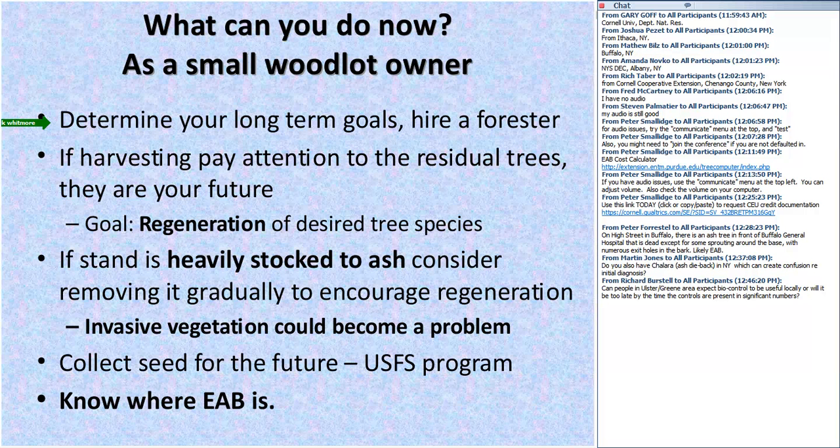And if you are harvesting, pay attention to the residual trees. It's like I've always said, for me, forestry is not particularly what you take out of the woods, it's what you leave in the woods. Because what is the goal? To regenerate your desired tree species for the future of the stand. And also, if your stand is heavily stocked to ash, we get a lot of stands around here, old fields, whatever, that are 75% or more ash. I really think it's important to get out ahead of the emerald ash borer and take out the trees gradually so that you can get some regeneration going without having the invasive vegetation come in and decide that you're not going to regenerate that stand without a big fuss.